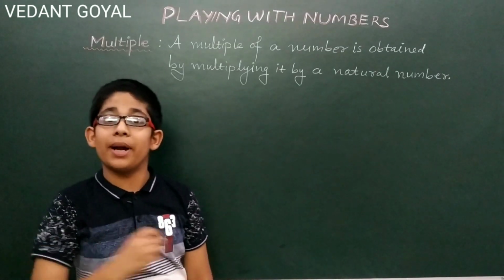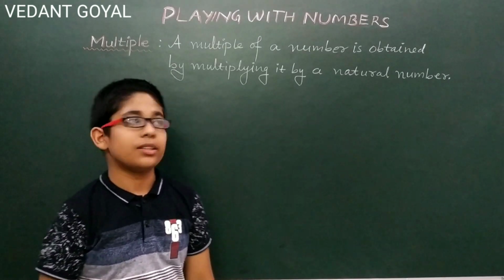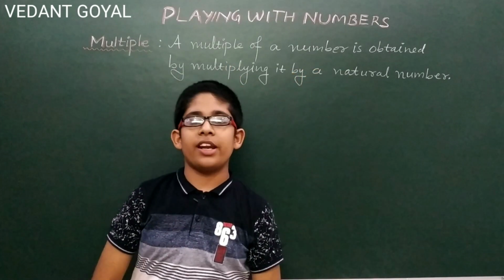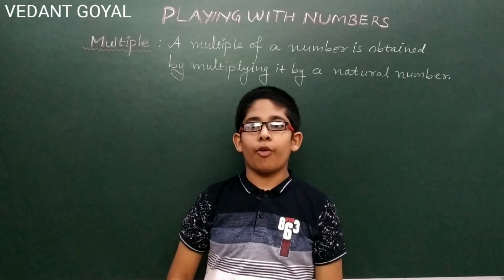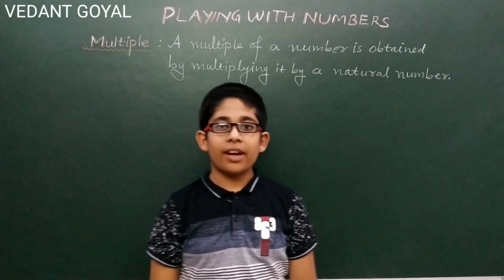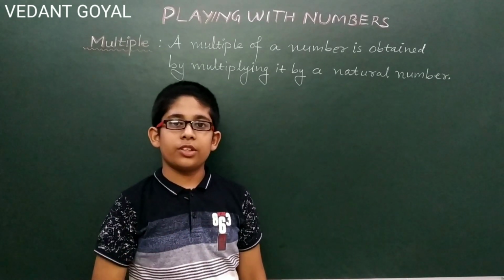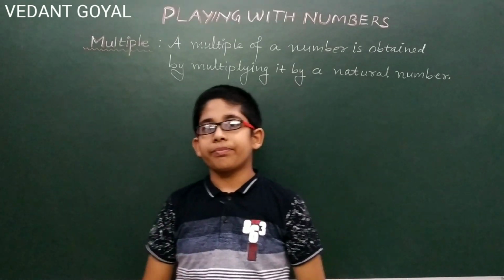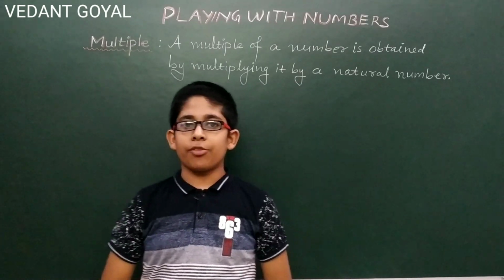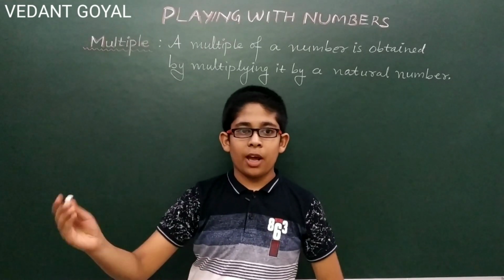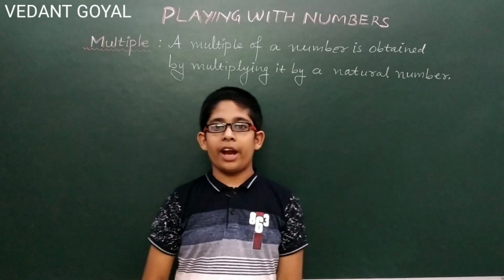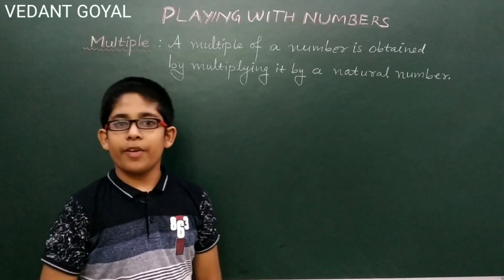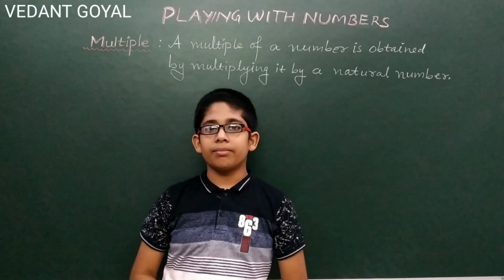Now let's discuss multiples. What are multiples? A multiple of a number is obtained by multiplying it by a natural number. It is very simple. What are natural numbers? Natural numbers are the counting numbers which start from 1 to infinity, which are 1, 2, 3, 4 and so on. So we just have to take a number like 3 and multiply it with a natural number like 9 and we will get 27, which is a multiple. And what are its factors? Its factors are 3 and 9.